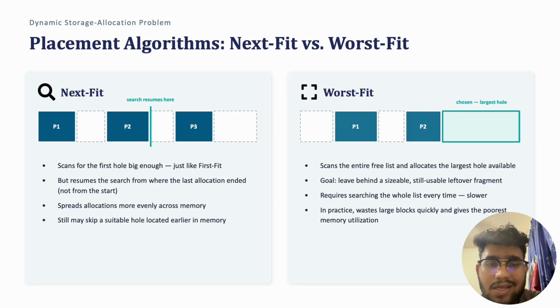So overall, fixed partitioning is simple but wastes memory internally. Dynamic partitioning is more flexible but suffers from external fragmentation. And among placement strategies, first fit and best fit generally outperform worst fit in both speed and memory utilization.